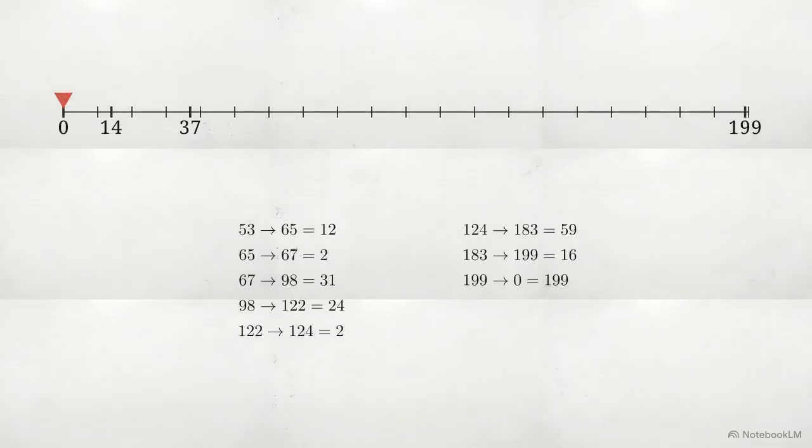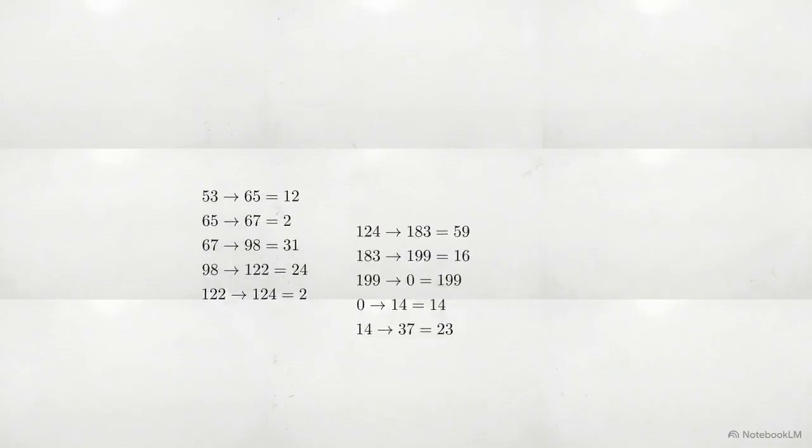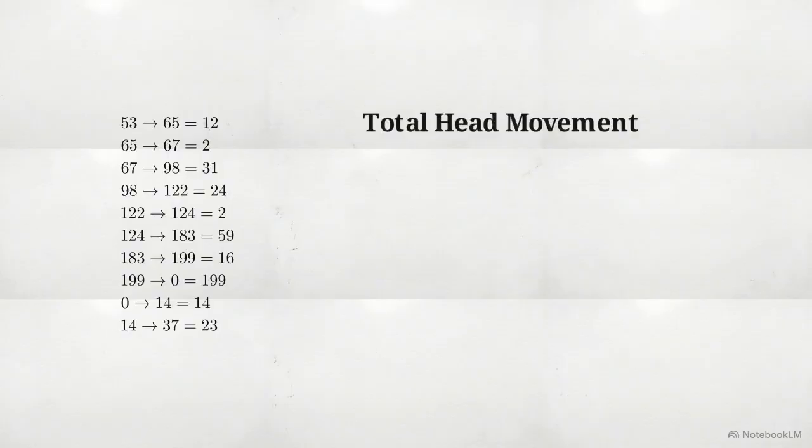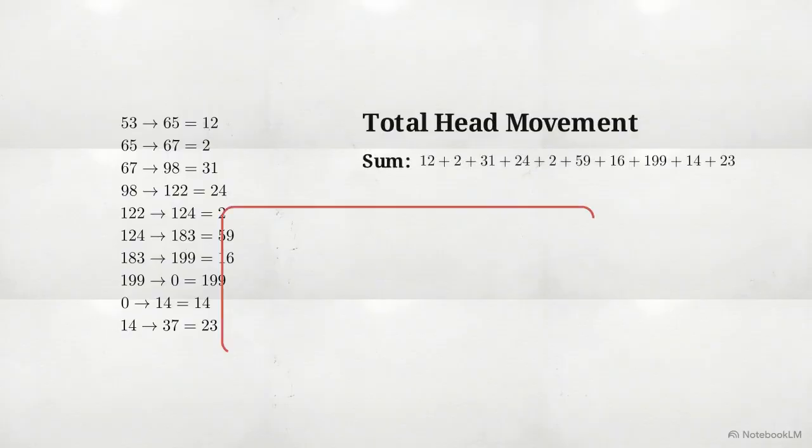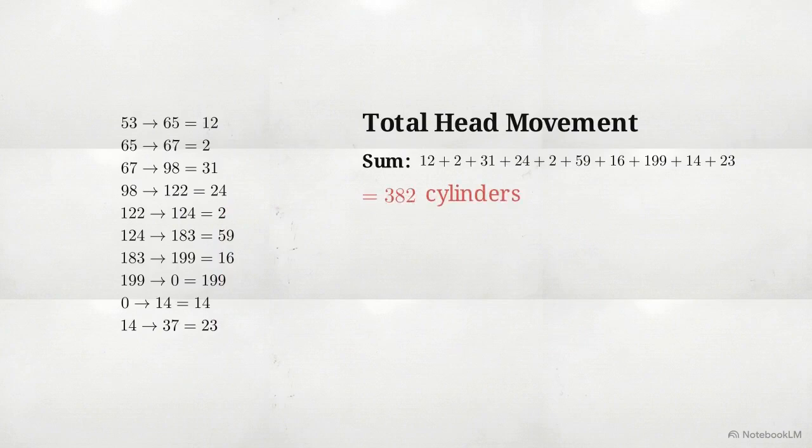Positioned back at 0, the head resumes its standard rightward sweep. It targets the first remaining item, stopping at 14, logging 14 cylinders. Then it makes its final movement to 37. We log the final 23 cylinders of travel. This completes the scheduling path. We now turn to the ledger to sum up every stepwise movement recorded during the cycle. Adding those distances together gives us the algorithm's absolute cost. The total head movement equals exactly 382 cylinders.